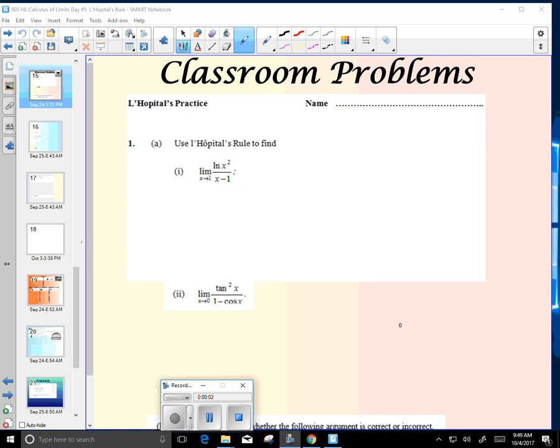So for some practice ones, we did some classroom problems. We're going to do one A and II. And the first thing you do is plug in, please. What is the natural log of 1 over 1 minus 1? Do you know what the natural log of 1 is? 0 over 0. That is an indeterminate form. If you didn't write that down, write it down right now.